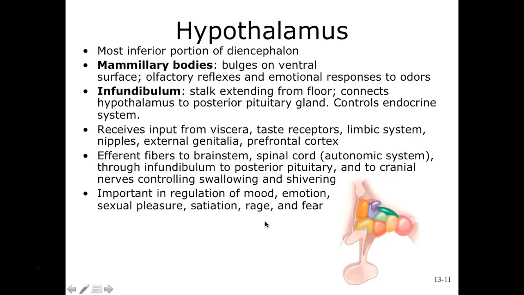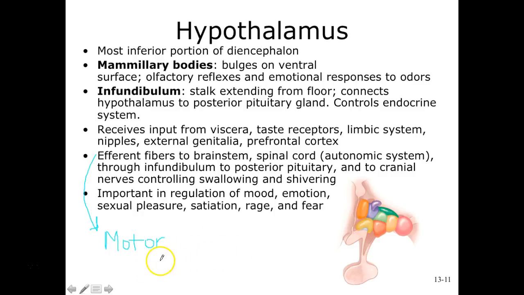And some other functions for our hypothalamus is we're getting input from our viscera, meaning our organs in our body, also our taste receptors, limbic system, which I mentioned has to do with emotion, nipples, external genitalia, prefrontal cortex of the brain, efferent fibers, which by the way, efferent means the same thing as motor. Okay. This is going to be terrible, me trying to write this with my mouse, but that's actually not too bad. So that means motor.